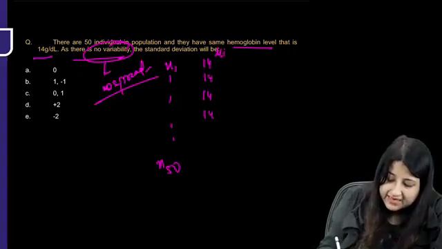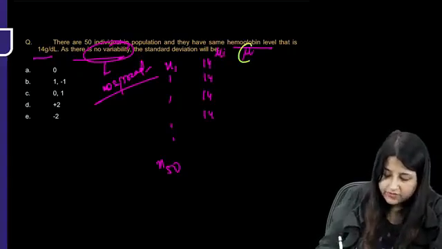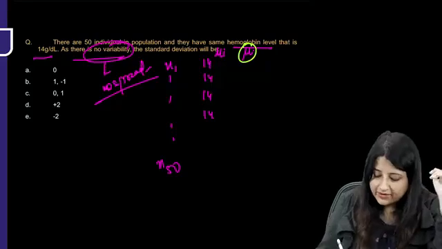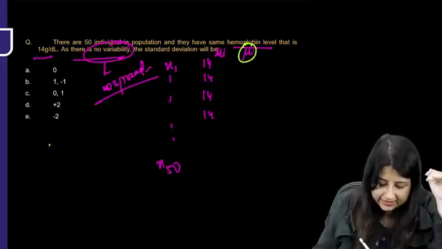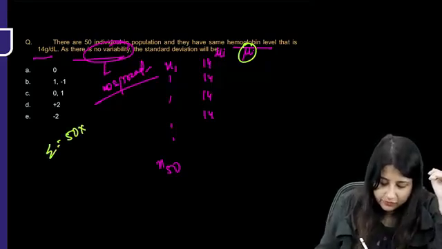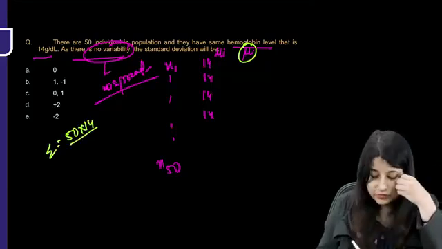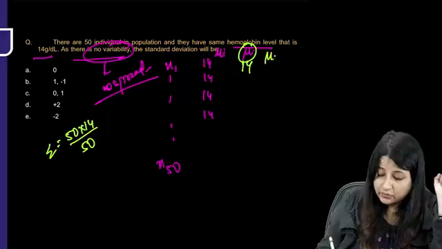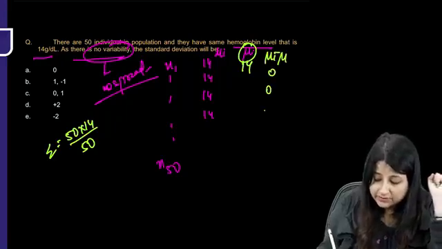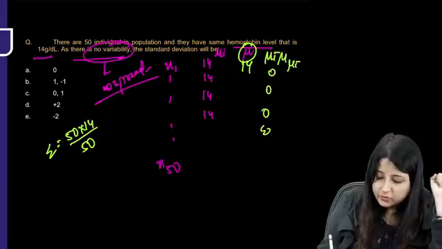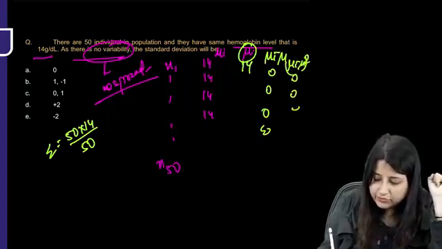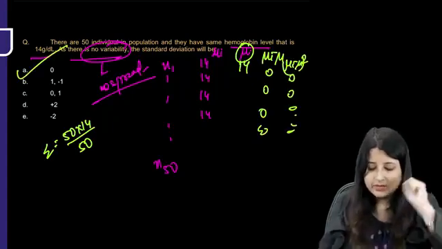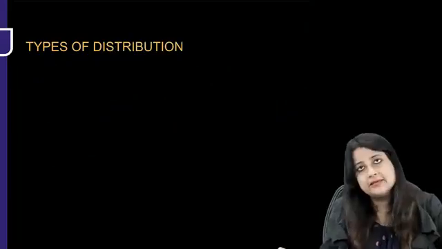This is mu i. If you calculate mu also over here, the mean hemoglobin, you have to sum this up. If you sum up, everybody has 14, divided by 50 individuals, you will get 14 only. So when you do mu i minus mu, this is going to come 0, 0, 0. If you square it also, this is going to remain 0, 0, 0. So no variability. So the answer is 0.